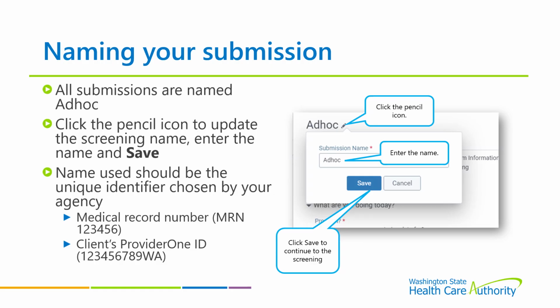After you have hit Proceed, you will be taken to the Screening tool. Every screening will be labeled as ad hoc. You will need to change ad hoc to the naming convention that your agency has chosen. Click on the pencil icon, delete ad hoc, and enter the naming convention your agency has chosen. Some agencies have chosen to use medical record numbers, while others have chosen to use the client's Provider 1 ID. It is important to be consistent with the name format within your organization. Using the correct format and not leaving the submission name as ad hoc helps make searching for a prior submission easier.